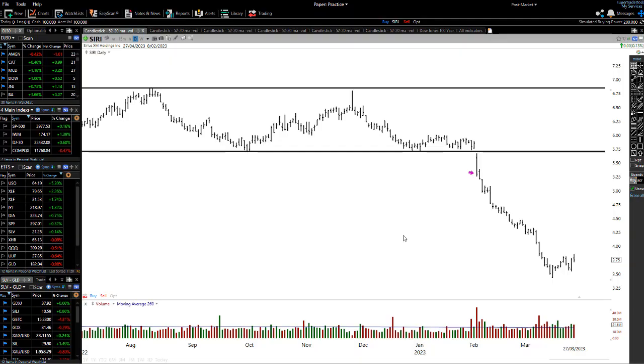Today, I've been looking at some longer term analysis on the S&P, the Nasdaq, and the Dow, looking at some major support and resistance lines, and I want to share them with you. So let's get straight into it.